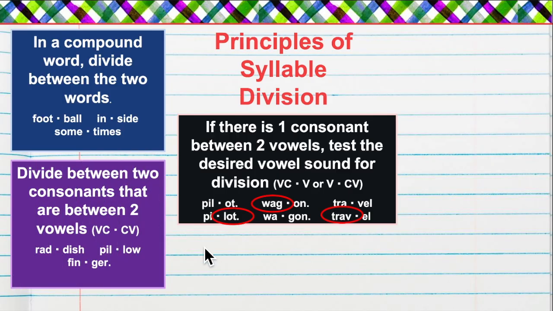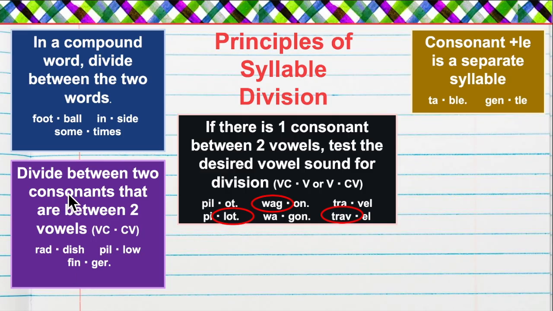Then the next rule is you're going to divide between two consonants. So you have a vowel, consonant, consonant, vowel. You're going to divide right between the two, and that creates a short vowel in the front, and it may or may not create a short vowel in the end. It depends on what comes after the vowel sound. Something to be careful of with that, though, is do not divide between digraphs. That is not the double consonant. So you're looking at double consonants that don't create a unique sound.